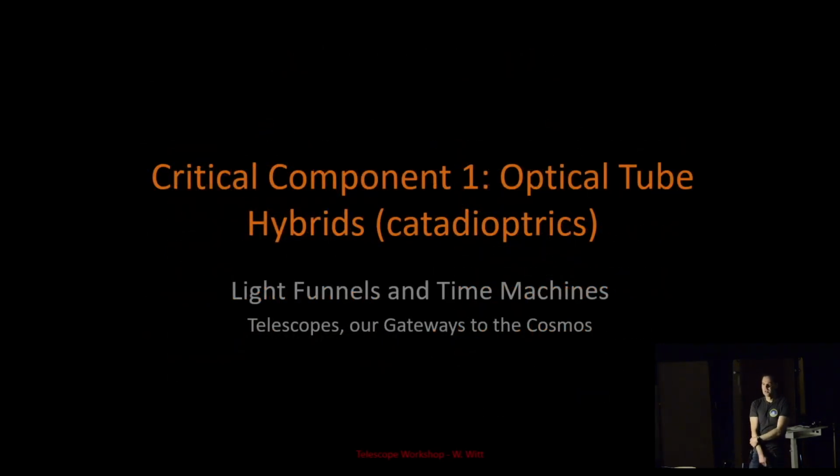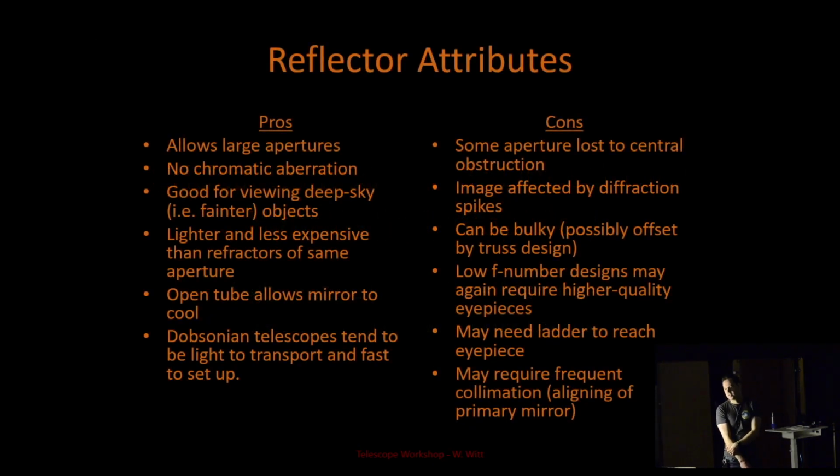So you mentioned in the slide that for fainter objects it's a pro, right? But then you're actually losing light by having the obstruction there. Right. So how does that work? Yeah, it's a good question. You want more light, but you have the central obstruction. So is that really a pro with these reflectors?